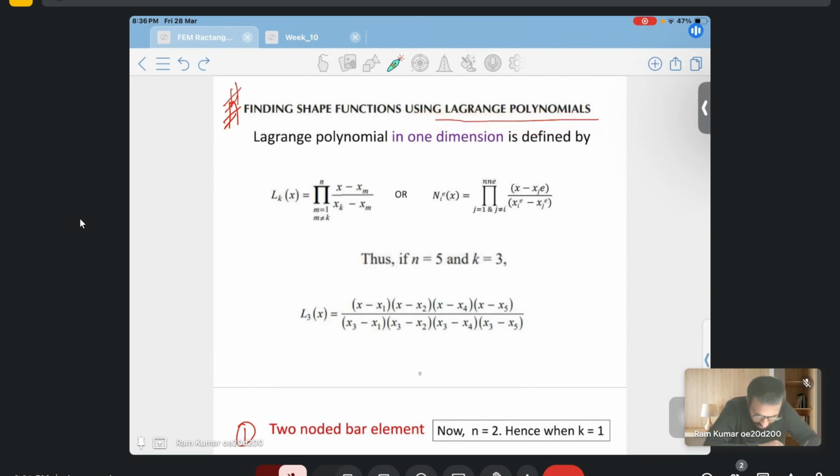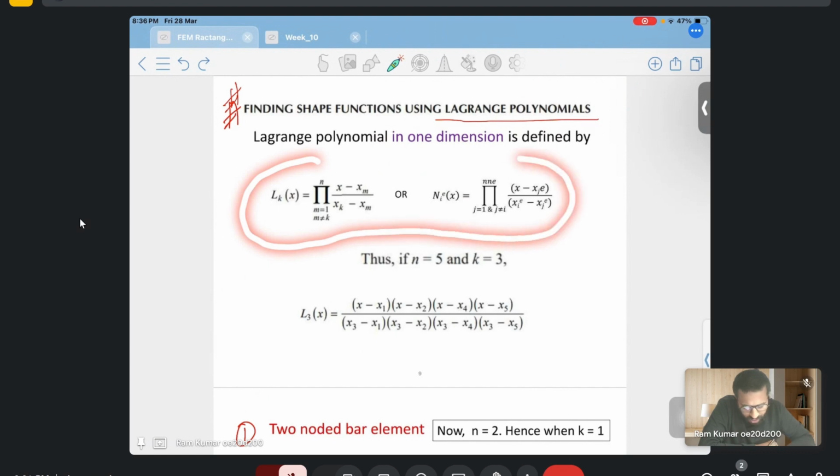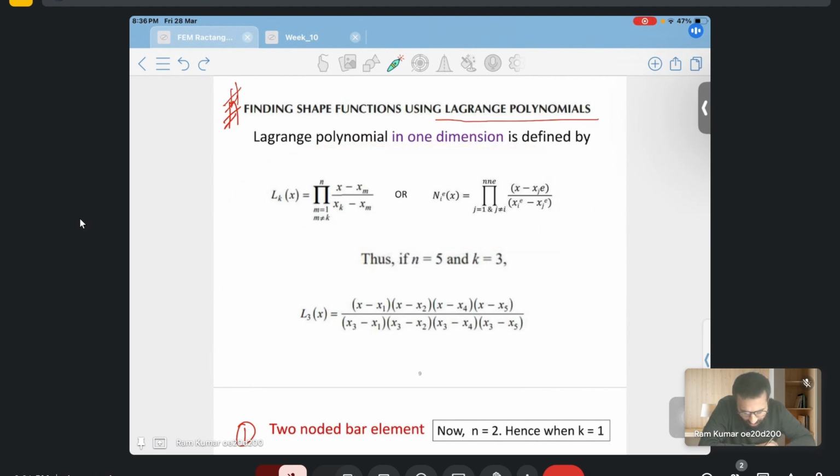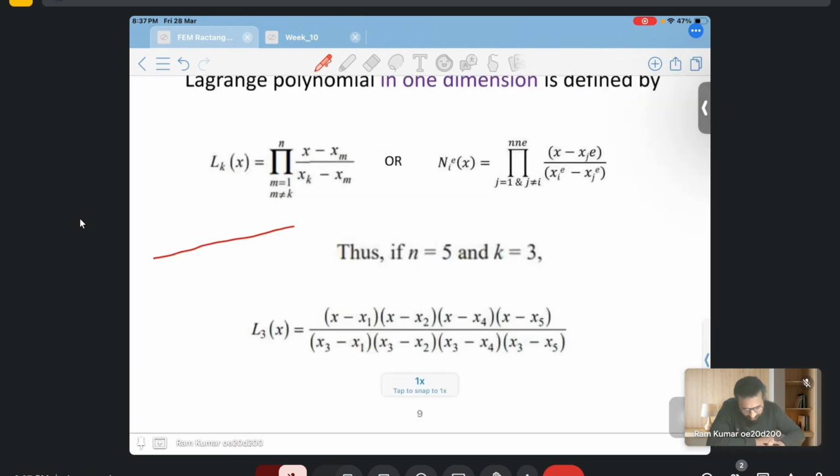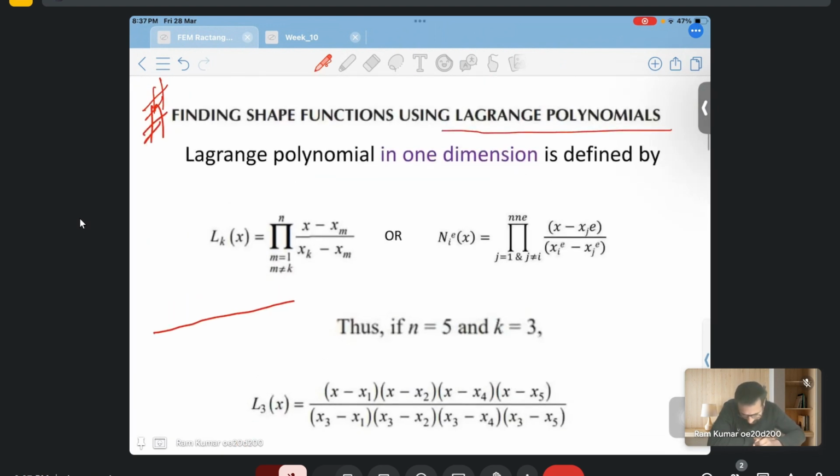So let's start with a one-dimensional element. So this is a one-dimensional element, and this is a general formula to get the shape function by using Lagrange polynomial. Okay, so this is the general formula. For example, we are having one 1D element with node 1 and node 2. Okay, so this is the x direction.